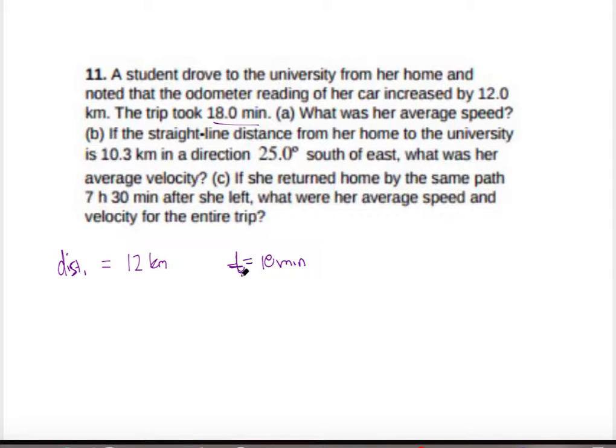I'll record that. So A asks, what is average speed? So average speed is defined as distance over time. And so for us, we have 12 kilometers over 18 minutes. So pull out a calculator and calculate this. But our average speed is going to be about 0.67 kilometers per minute.